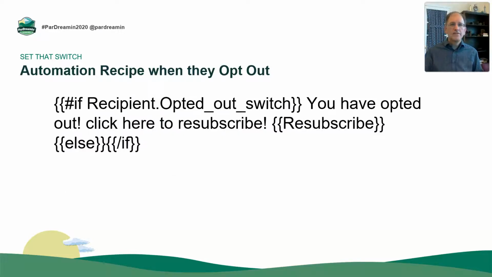So when, for example, you're sending an autoresponder to an email or to a form that's been filled out or a form handler, and they've opted out, then if you've got this opted out switch set, you can then show the message that says, hey, you've opted out, click here to resubscribe, use that resubscribe link, else nothing, and if. So essentially, it only shows if the person has unsubscribed, and gives them that option to resubscribe. So this is a nice way to do it.